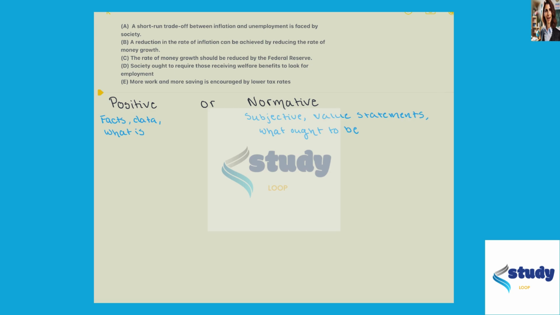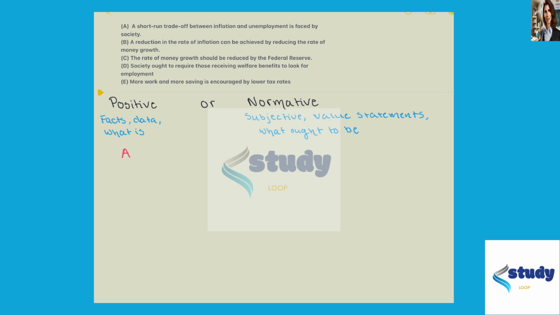We'll start with A. Statement A says that a short-run trade-off between inflation and unemployment is faced by society. So it's just saying that one thing is faced by another. It's just telling us something. It's not saying that something should be different or that something ought to be a certain way. It's just telling us what is. So we can classify A as a positive statement.